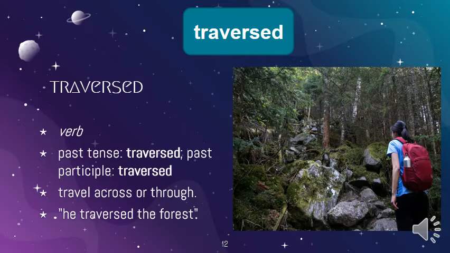Traversed. Traverse is a verb, and the past tense is traversed. We drop the e and add ed like we have studied yesterday. Traverse means travel across or through. So he traversed the forest. He traveled across the forest. Or in the picture, she.